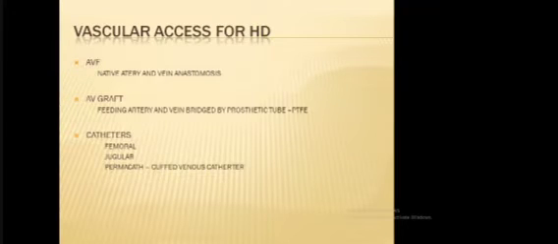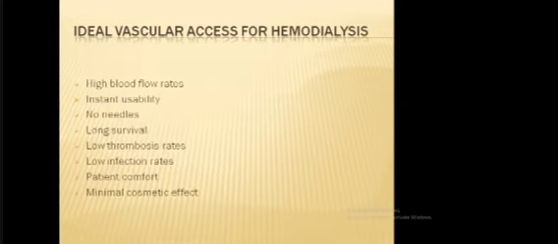What are the common vascular accesses we can use for hemodialysis? The commonest are AVF, AV graft or catheters. Catheters can be divided into femoral, jugular, and permacath. What is the ideal vascular access for hemodialysis?